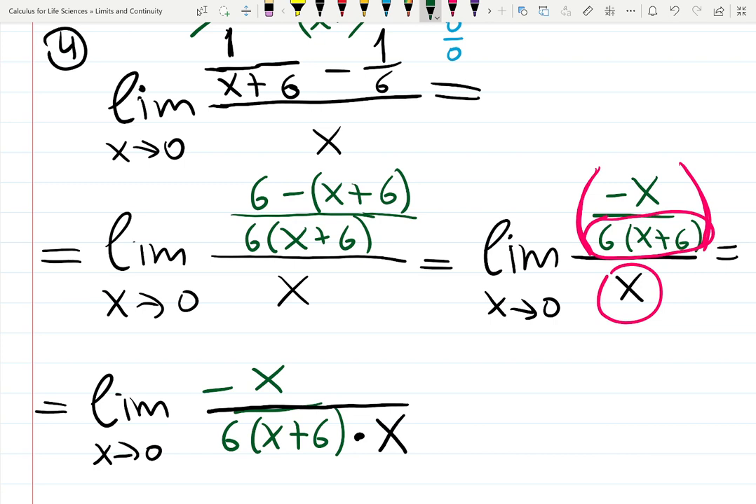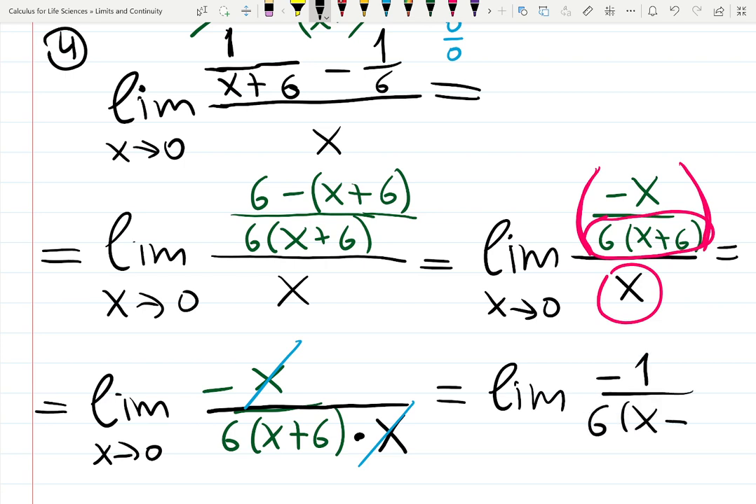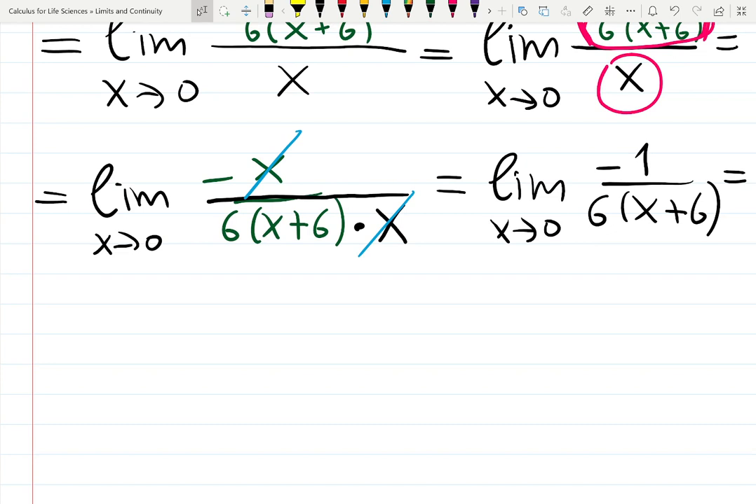Now, can we cancel the x? x goes to 0. Yes, because it's not 0. It's just approaching there. Negative, minus what? 1. Thank you. 6 times x plus 6, as x approaches 0. All agree? Yes.